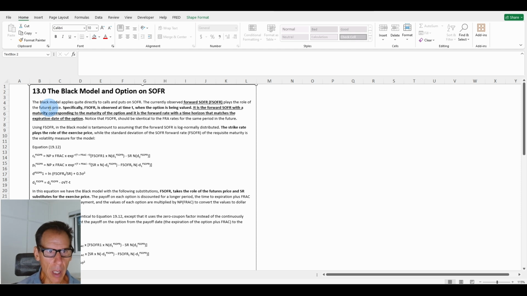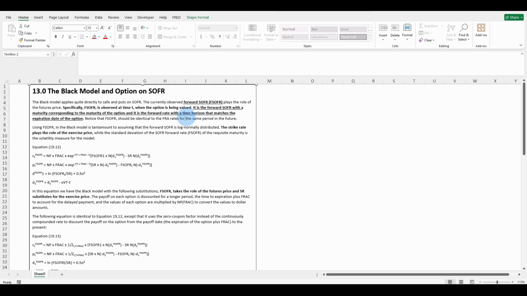The Black model applies quite directly to calls and puts on SOFR. The currently observed forward SOFR plays the role of the futures price. Specifically, forward SOFR is observed at time t when the option is being valued. It is forward SOFR with a maturity corresponding to the maturity of the option, with a time horizon that matches the expiration date of the option. Got that? Maturity and dates need to match up.